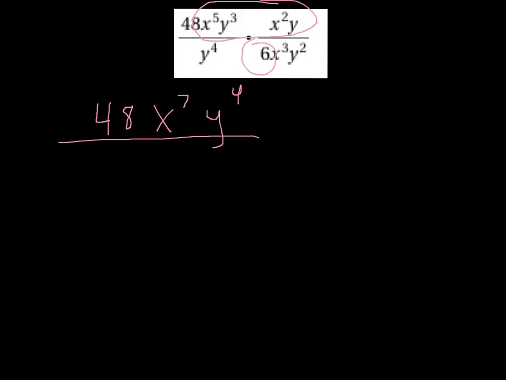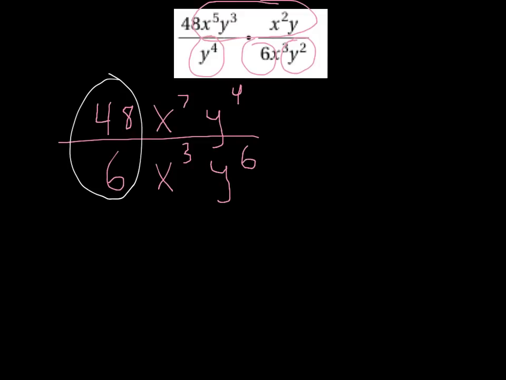And I'm going to pull this 6. I'm going to take it and put it out front, just so the numbers are up front. I have an x to the 3rd. I'm going to put that underneath my x term. My y to the 4th and y squared becomes y to the 6th. And now it's just a matter of reducing. 48 over 6 simply becomes 8 in the numerator.